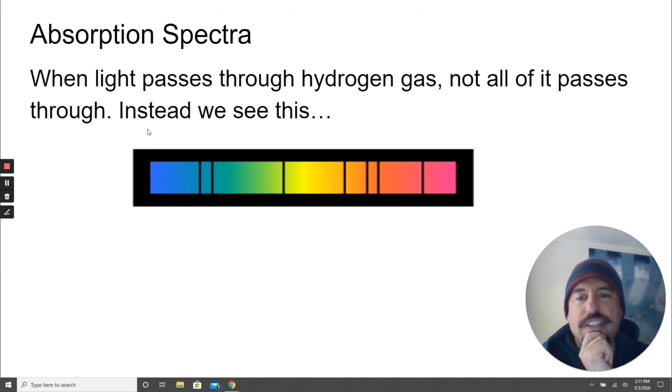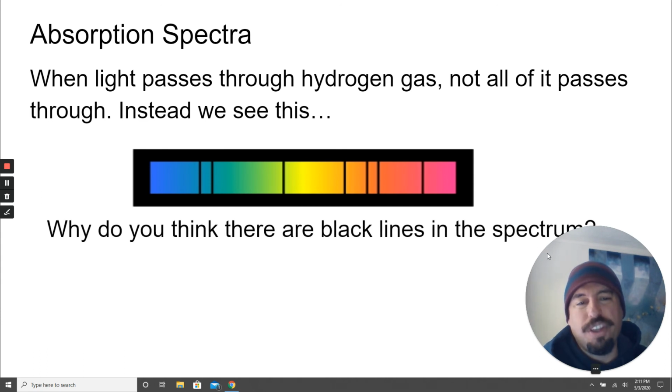So we get these things called absorption spectra. So when light passes through hydrogen gas, not all of it passes through. So you might have done this in chemistry class. I think Dooner did it, where you have these lamps, and inside the lamp you have different gases, and you look through the little slits and you see these. So we can see these in astronomy when we're looking at stars. So the light from the star is passing through the hydrogen gas in the star, and we get these black lines.